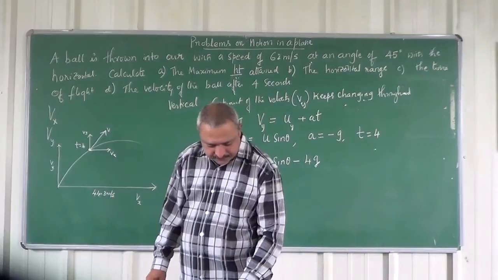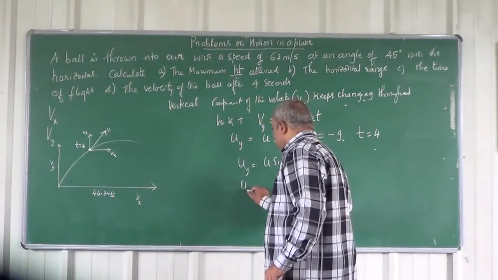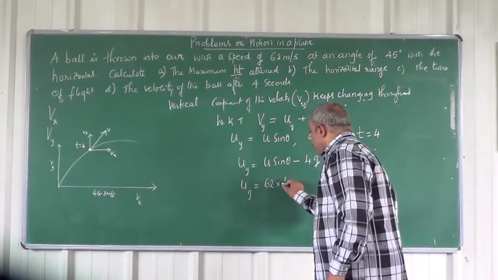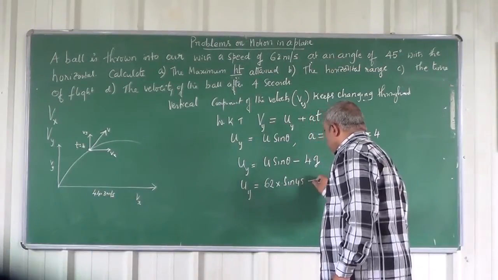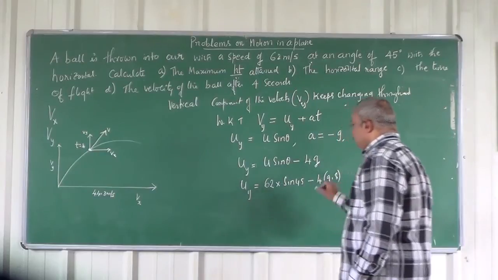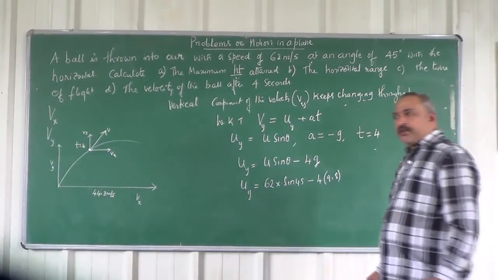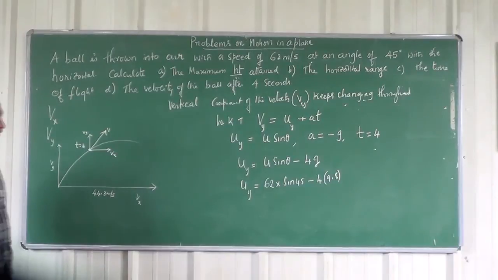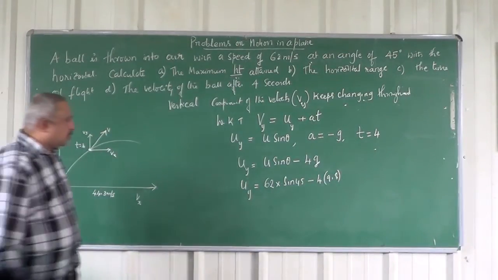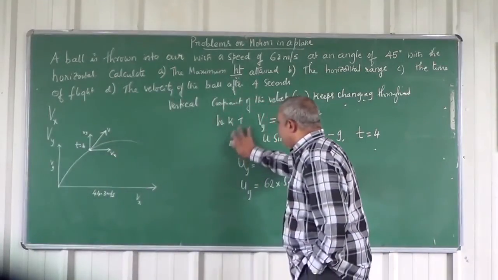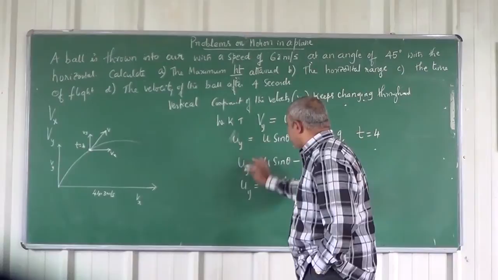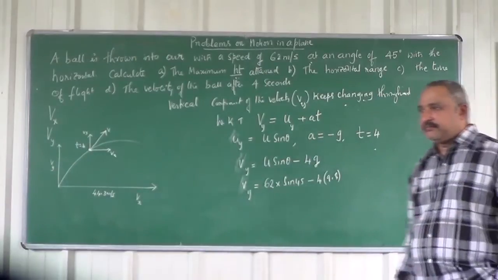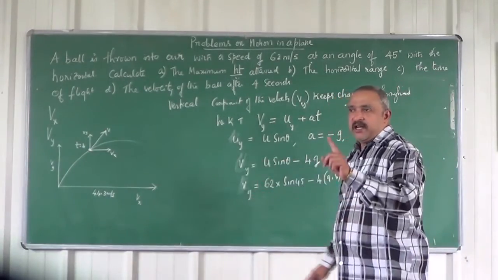Or Vy equals U sin theta, 62 into sin 45 minus 4 into 9.8. Are you following? Yes, the Uy is U sin theta, and this one is V. You are right, because I am substituting for it. But Uy is U sin theta. It is the vertical component of the motion.